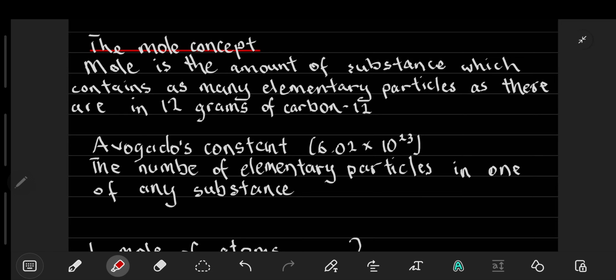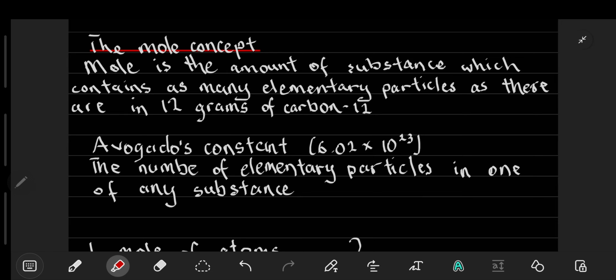The mole concept can be defined as the amount of substance which contains as many elementary particles as there are in 12 grams of carbon. Like we studied before, carbon is roughly considered the most common element on this planet, and as such most other elements are measured in relation to carbon.